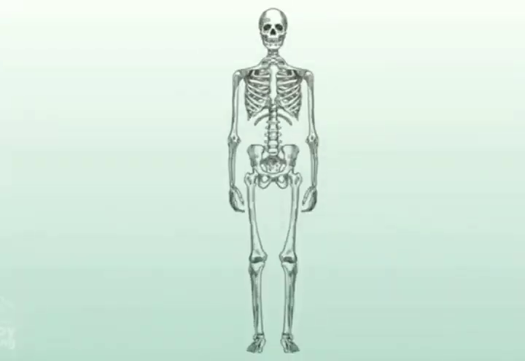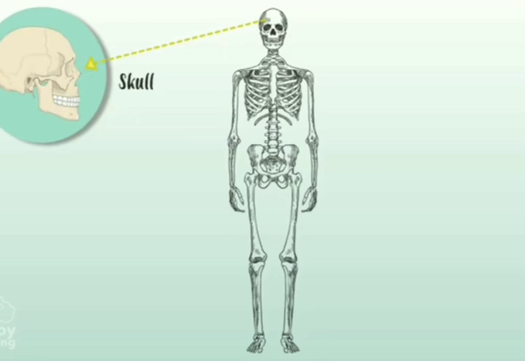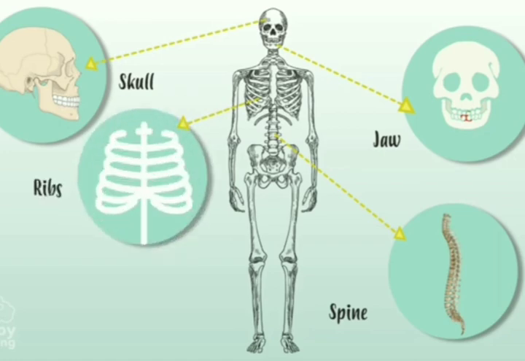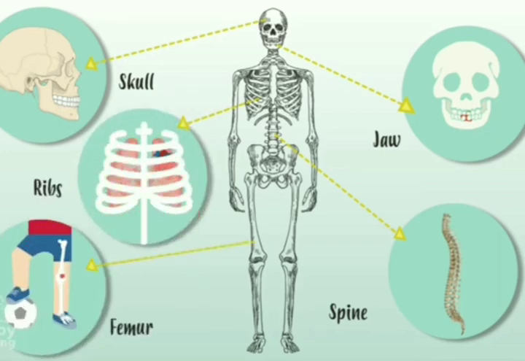Some of them are the skull, that protects our brain, and the spine, that maintains us stable and upright. The jaw allows us to move our mouths to chew food. Ribs protect our heart and lungs. And the femur is the longest bone in the human body and is found in our legs.